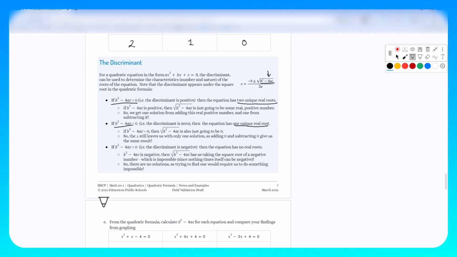There's still two factors, but they just happen to be the same. This actually comes from a perfect square trinomial. And if we have b squared minus 4ac less than 0 under the radical sign, remember, we can't take the square root of a negative number. Well, then we say it has no real roots. Now, if you're super curious, it does have roots, but they're imaginary.